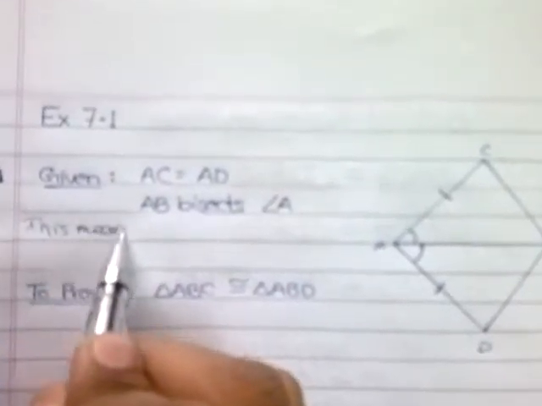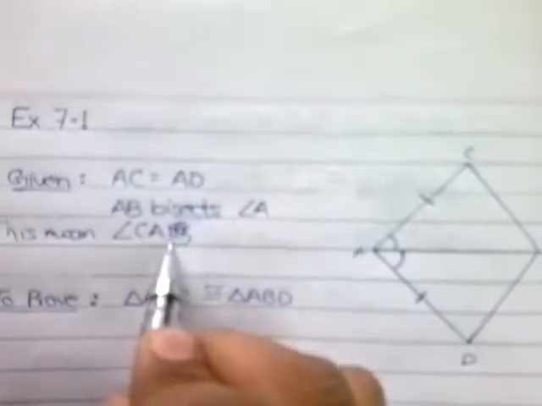So what is the property of a bisector? A bisector divides an angle into two equal parts, right? And AB is the bisector. So AB divides angle CAD into two equal parts, and those two equal parts are angle CAB and angle BAD. So let us name those angles. AB bisects A. This means angle CAB is equal to angle DAB.